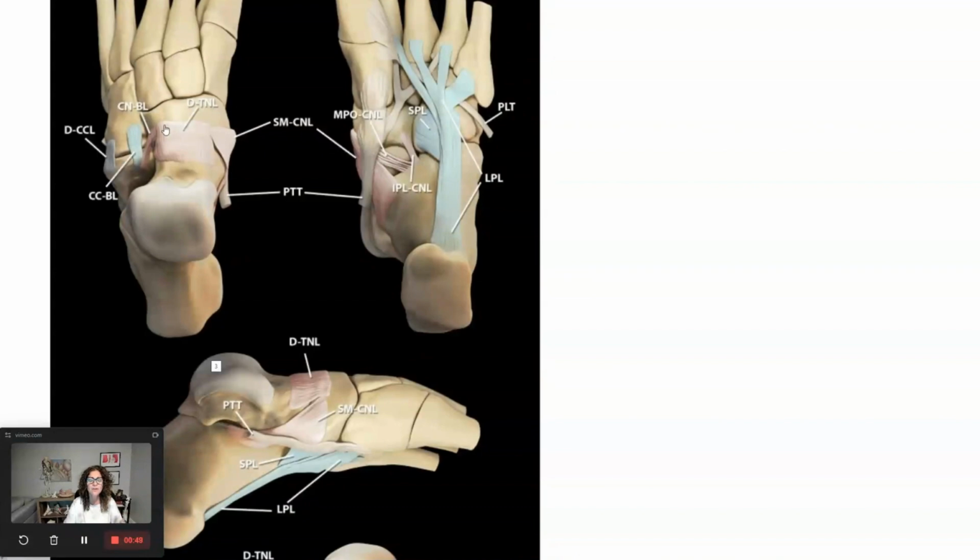Then we have a very strong band, the dorsal talonavicular ligament. It's very important for locomotion. It really keeps the talus to the navicular and gets you towards your pronation. So far we've got this calcaneocuboid ligament on the lateral and dorsal aspect. We've got the bifurcated ligament with our calcaneocuboid and the calcaneonavicular, and we have the dorsal talonavicular ligament.